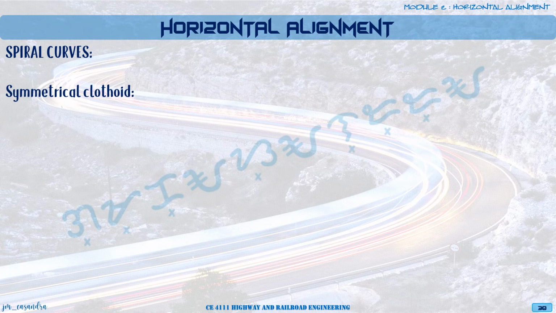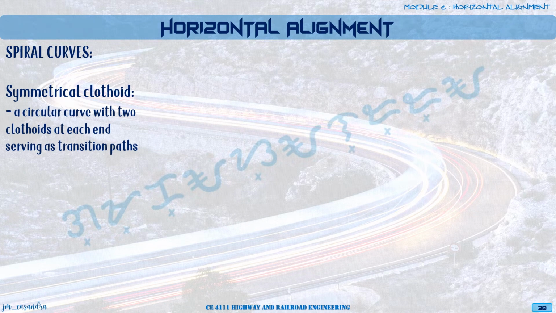So for spiral curves, we have what we call the symmetrical clothoid, just as we have shown in the previous slide. This is a circular curve in which two clothoids are placed at each end of it, serving as a transition to the path. Note that for the clothoids placed on the circular curve, the two clothoids should be identical, meaning they should have the same properties. Okay?